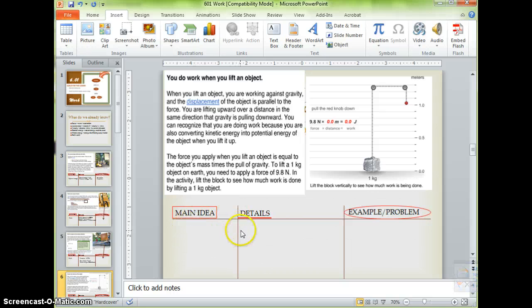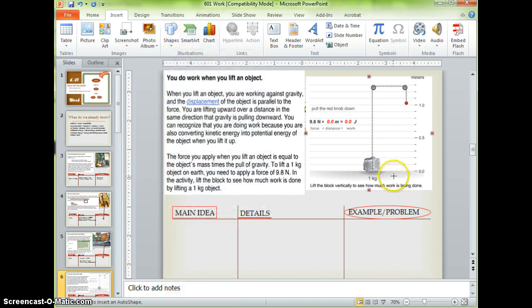And the details would be work against gravity. Work against gravity has to go straight up and down. I would add that. Work against gravity has to go straight up and down because gravity pulls down. You can do work by pulling an object up, or work can be done by gravity by making an object fall down. Here is your example.